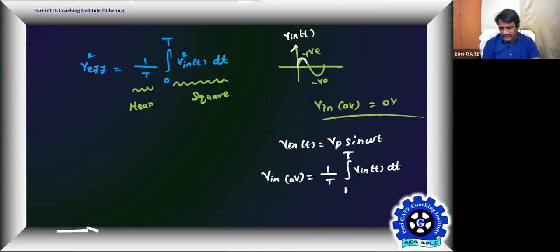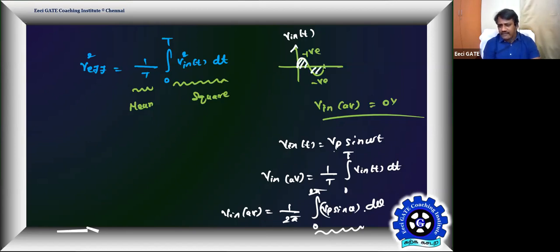So this is a normal average. If you integrate this over the period 0 to T, integration is nothing but the area. You can also write V in average as 1 by 2 pi integration of your signal over a period 2 pi, that is Vp sine theta into d theta. But if you integrate sine theta over 0 to 2 pi, it is the whole area under this. It has the area of the positive half cycle and the area of the negative half cycle, but the positive half cycle area will be cancelled by the negative half cycle. Therefore, this result is always 0.